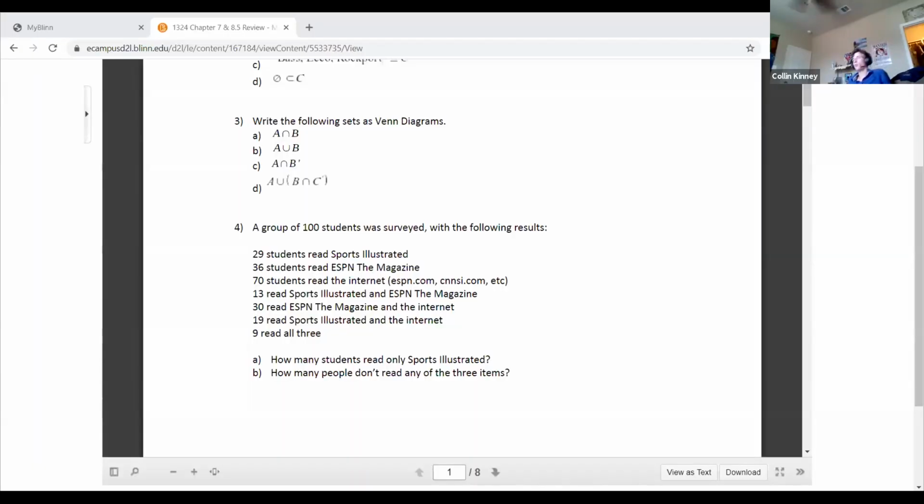Here we go. So this one, number 4. Okay. All right. What I like to do is start in the middle. So I start at the bottom and work my way backwards.